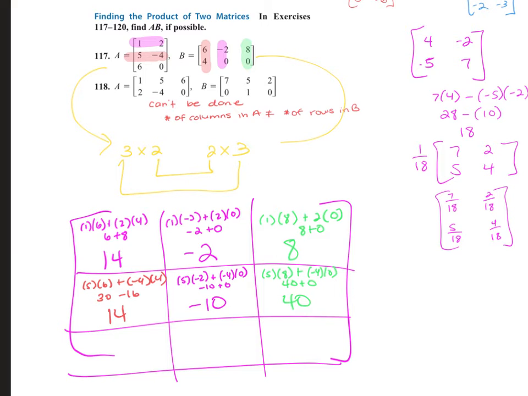Then we go row 3. So row 3, column 1, 6 times 6 plus 0 times 4. 36 plus 0, which is 36. Row 3, column 2, 6 times negative 2 plus 0 times 0. Negative 12 plus 0, which is negative 12. And row 3, column 3, 6 times 8 plus 0 times 0. 48 plus 0, which is 48.